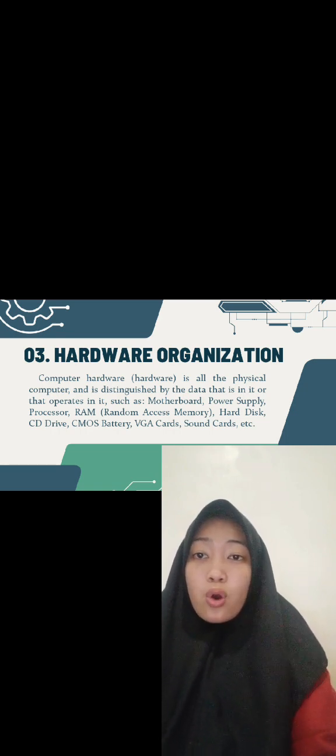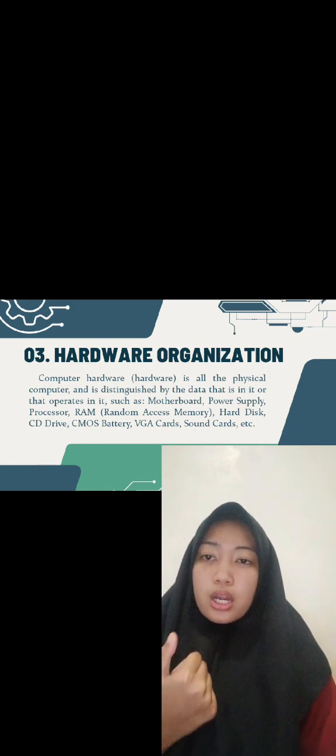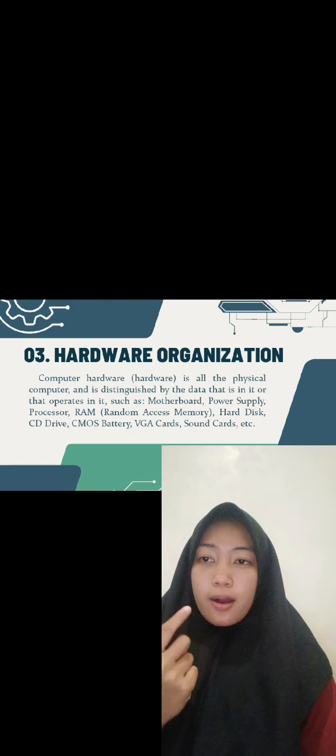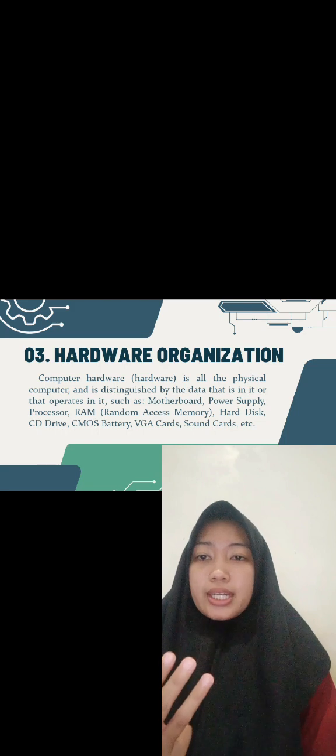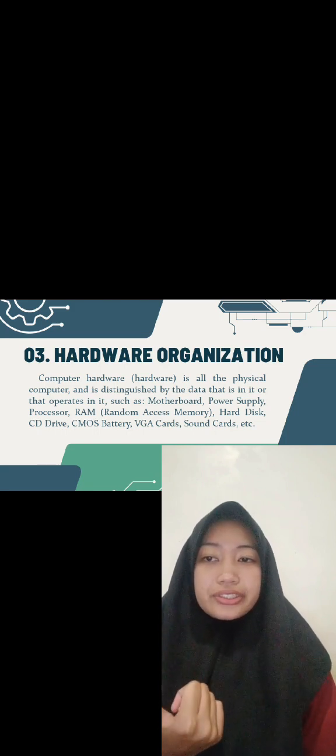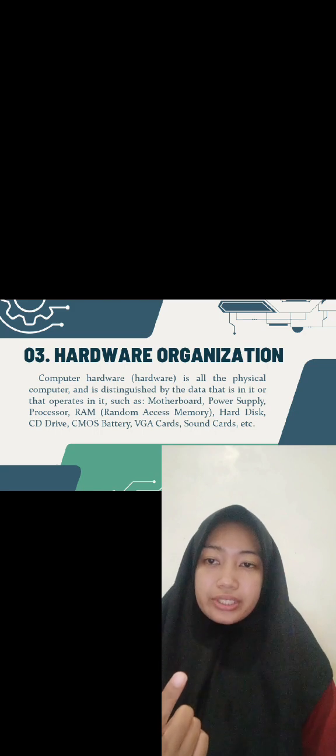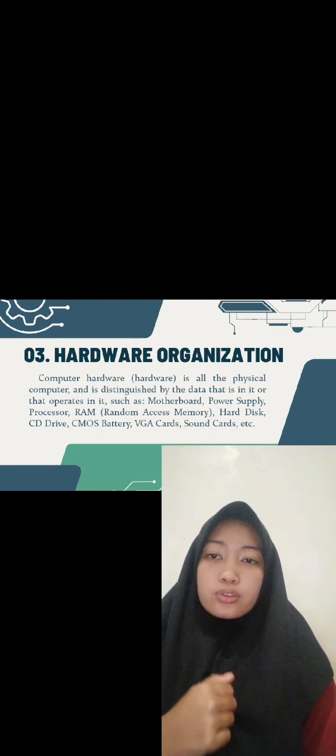6. Hardware organization. Computer hardware is all the physical parts of the computer and is distinguished by the data that is in it or that operates in it, such as motherboard, power supply, processor, RAM or random access memory, hard disk, CD drive, CMOS battery, VGA card, sound card, etc.